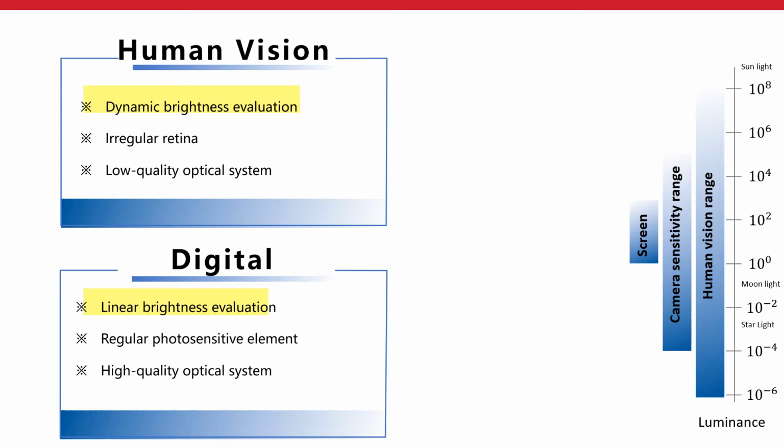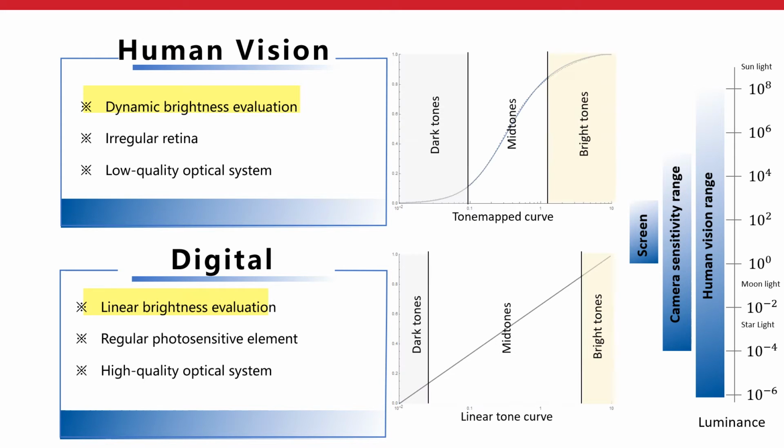The human vision has the capability for dynamic brightness evaluation whereas digital is a linear type. Let's use these two graphs as a reference. In the case of dark tones, our eye's perception of dark tone will be wider compared to the digital, which is a narrow and linear tone.